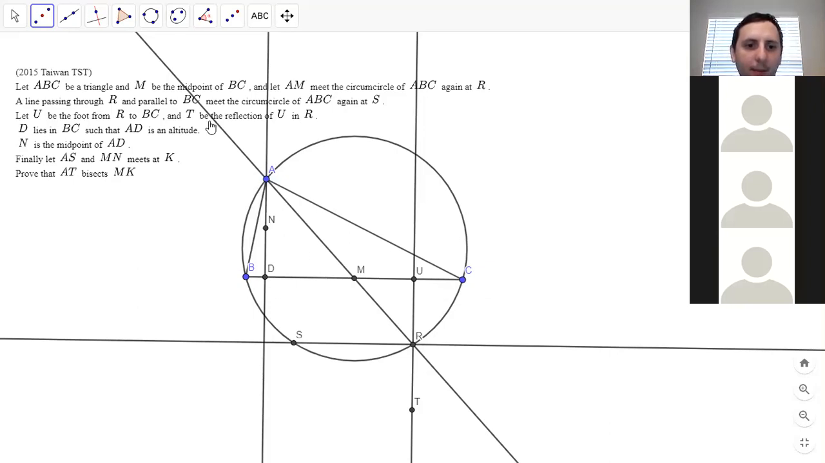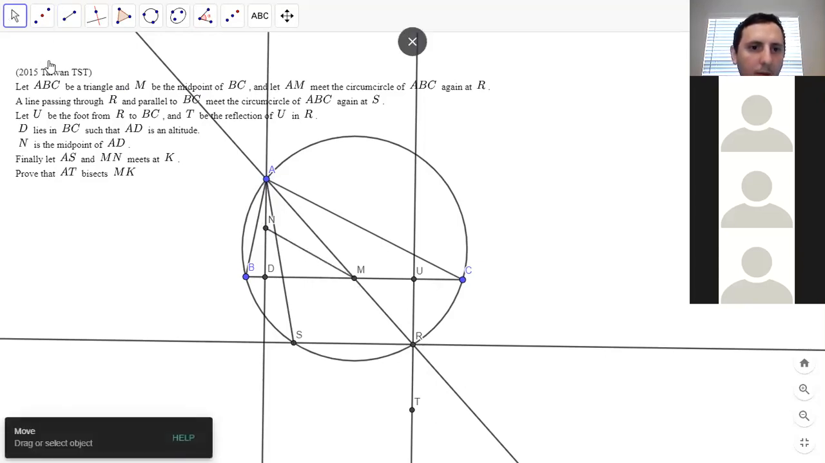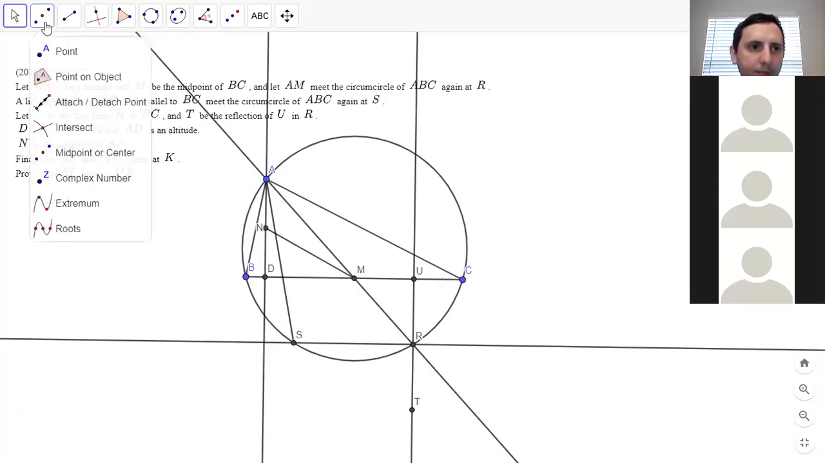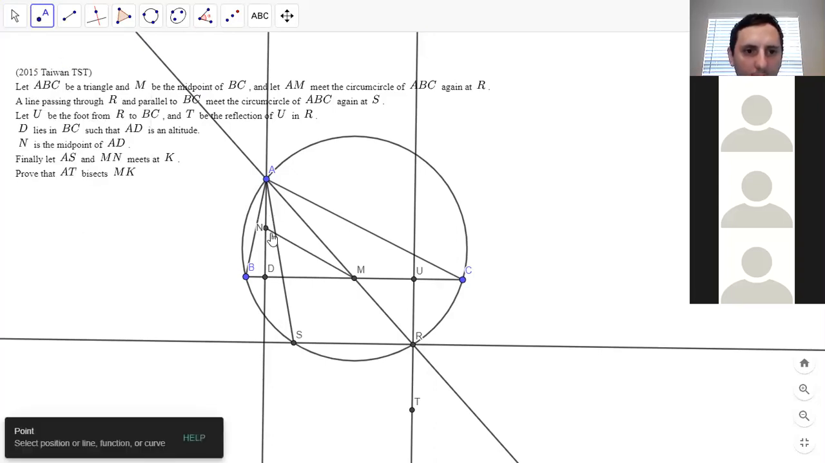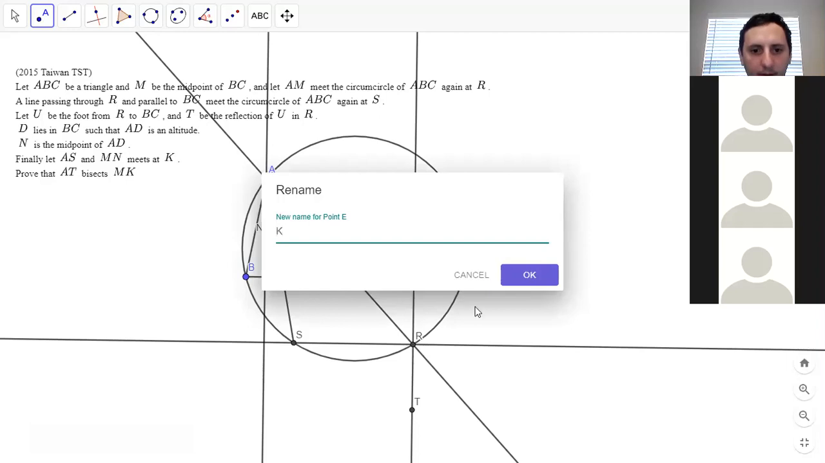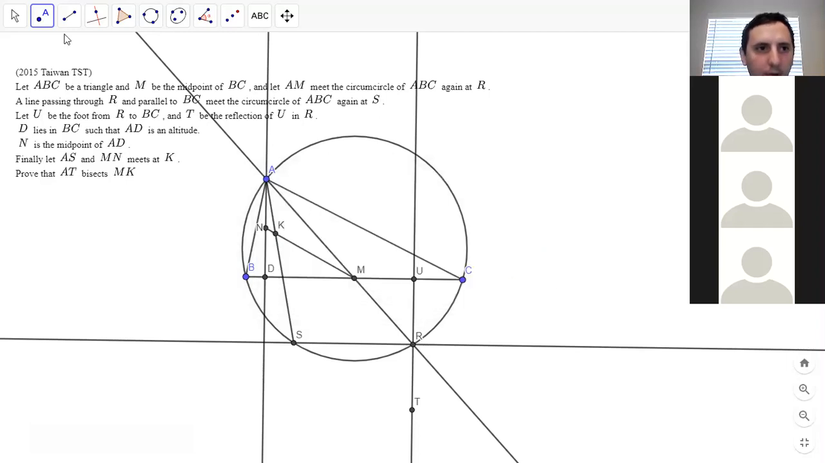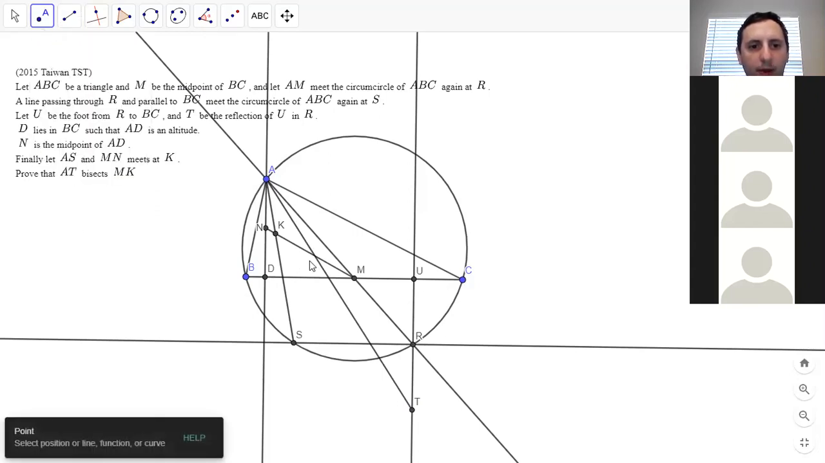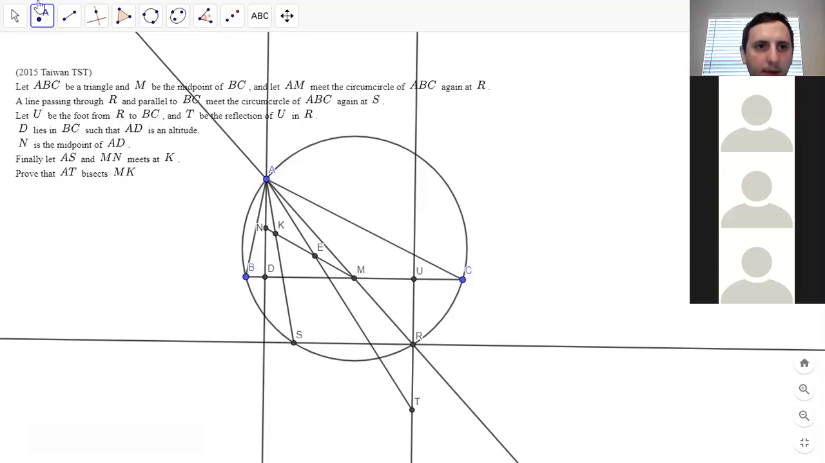AS and MN meet at K. And we want to show that AT bisects MK. It's kind of random, but it feels maybe a little like projective geometry here. I'm just going to draw the intersection point. We want to show that ME is EK.